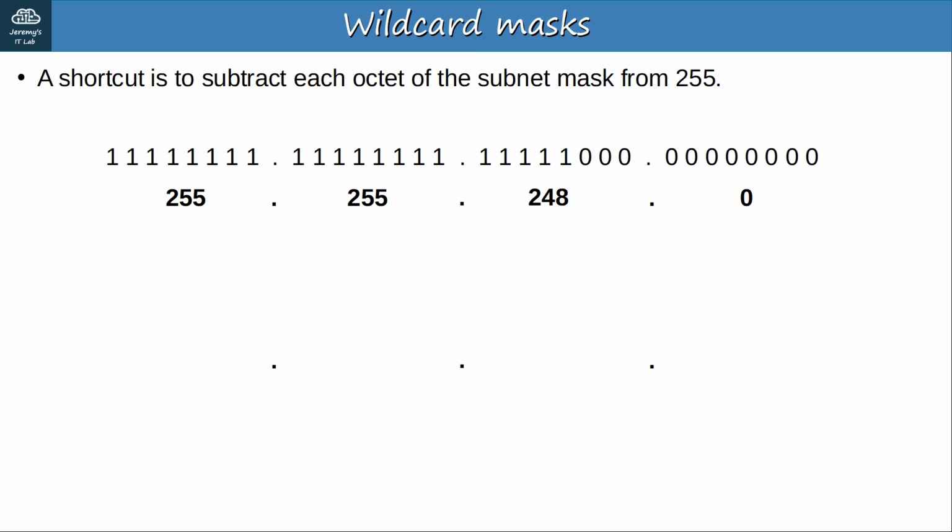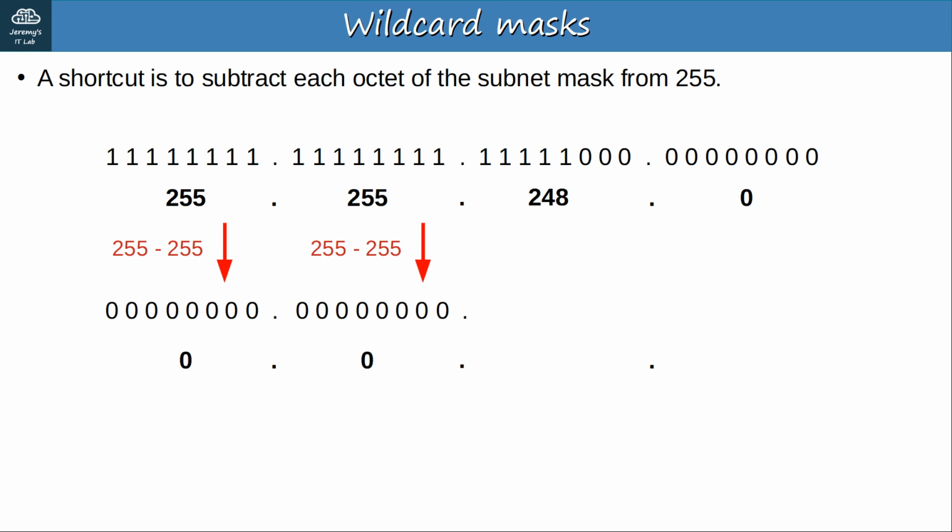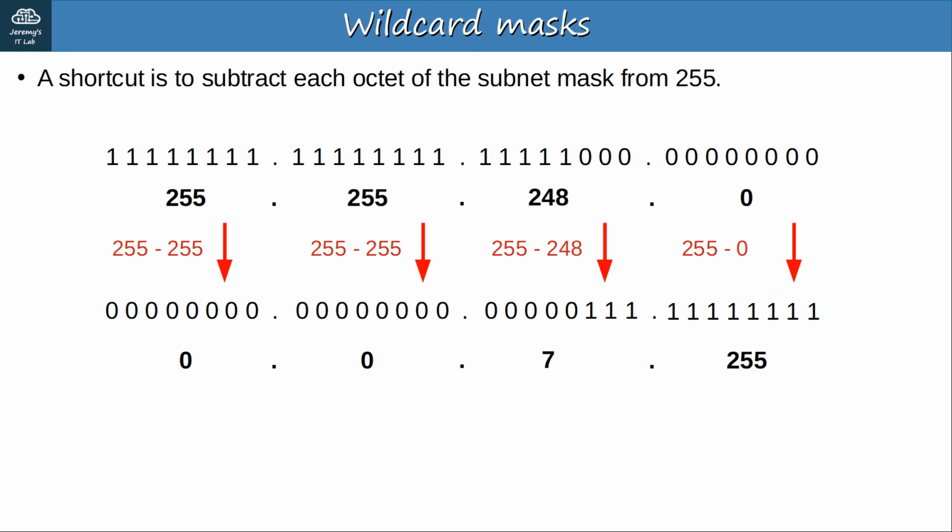Although I think it's always important to understand the binary underneath all of it, a good shortcut is to subtract each octet of the subnet mask from 255. So with this subnet mask, for example, 255 minus 255 equals 0. 255 minus 255 equals 0. 255 minus 248 equals 7. And 255 minus 0 equals 255. So this /21 subnet mask becomes 0.0.7.255 when written using a wildcard mask.